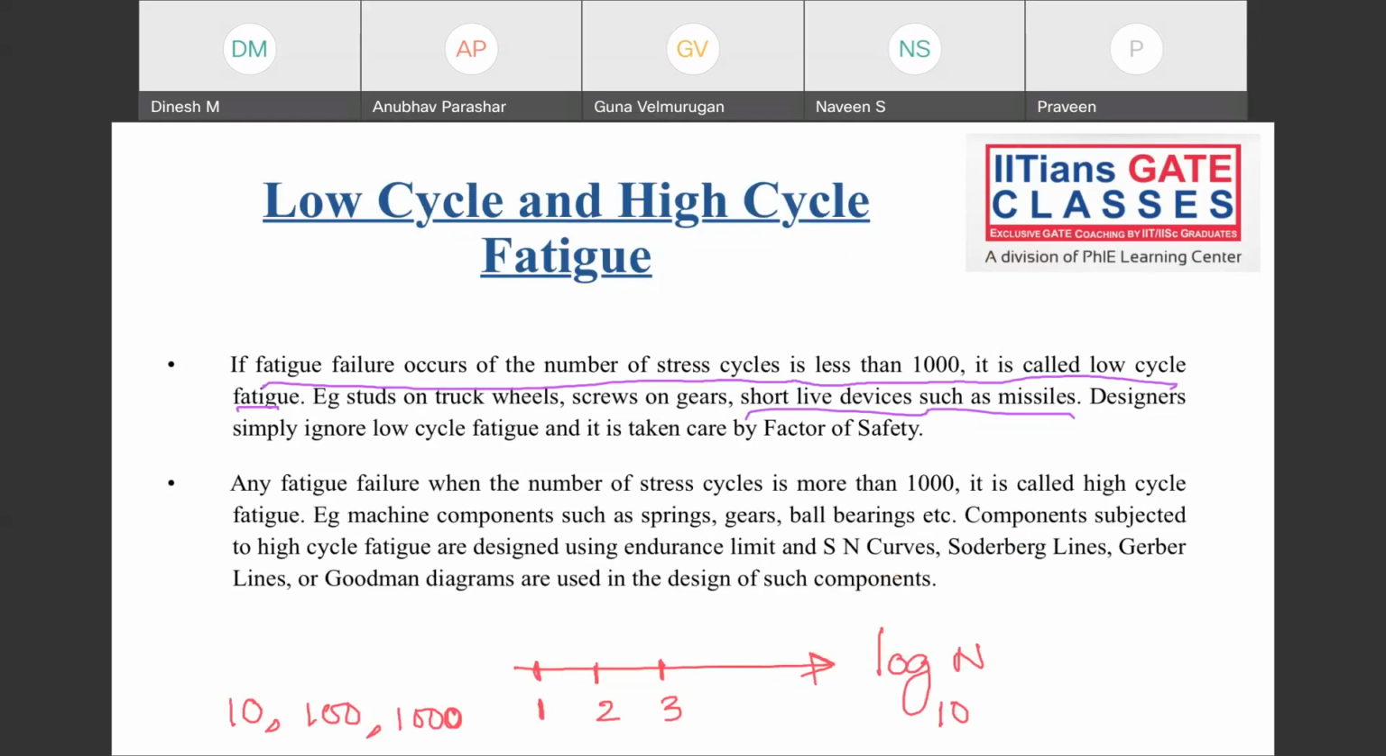So designers are not very bothered about this kind of failure. They simply ignore the failures at low cycles and do not consider them as design under fatigue load. So what will they do? They simply increase the factor of safety, and this portion is taken care of. The designers are more concerned about failures above 1000 cycles. Failure might happen somewhere around 10,000 cycles, or around 1 lakh cycles, and so it goes on. Those are the points the designers are concerned about.